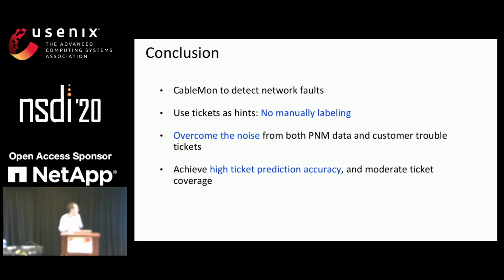And finally, here's our conclusion. So firstly, we built CableMon to detect network faults. And we use the tickets as a hint to avoid manual labeling and to overcome the no ground truth challenge. And we overcome the noise from both the PM data and the customer trouble tickets. And finally, our experiment shows that CableMon can achieve high ticket prediction accuracy and moderate ticket coverage.